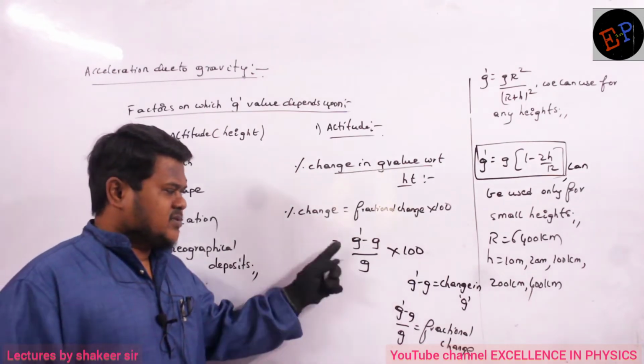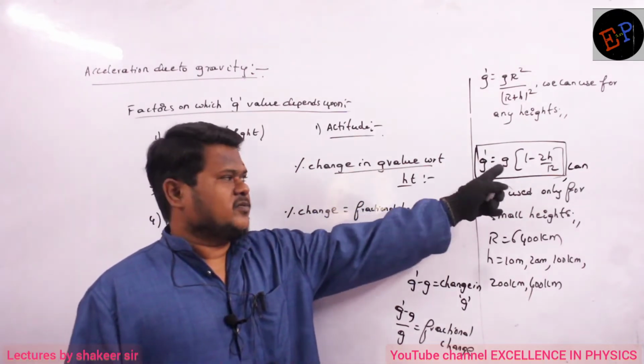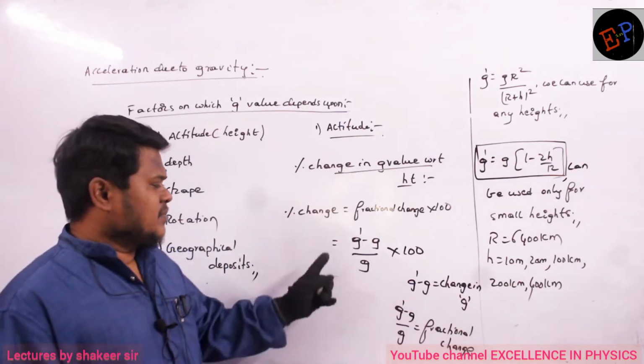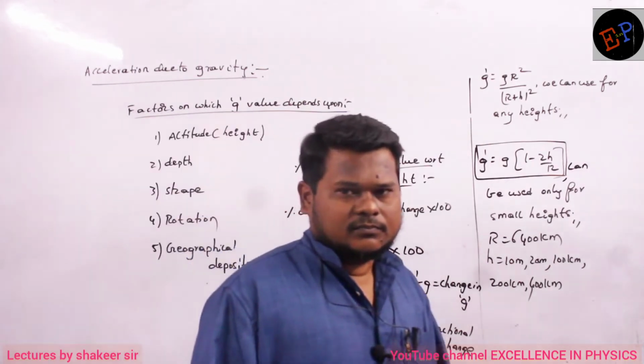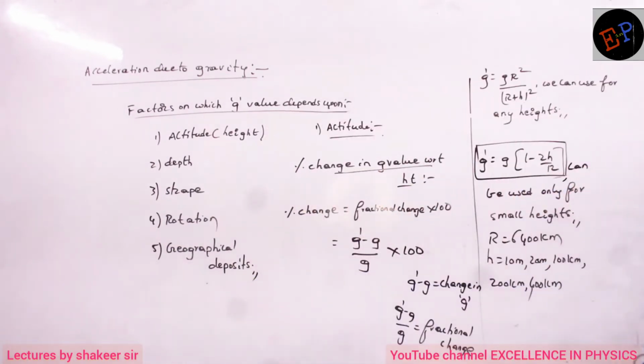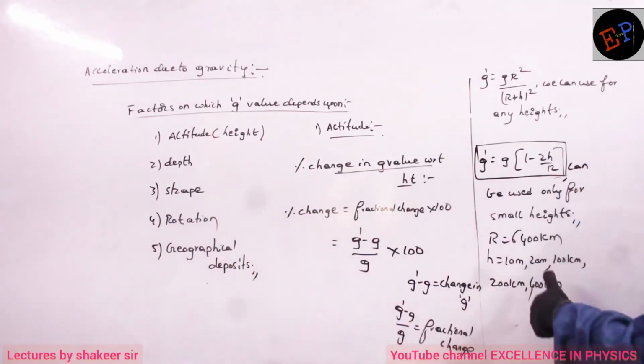Now, substitute these values. G dash value is this much, no? G into 1 minus 2H by R, minus G, G only. Substitute this and this one, students. See what is the value you will get. Okay? Completed, this one?